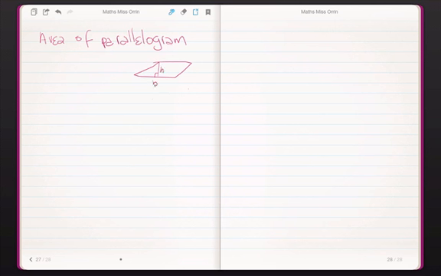So the base is always along the bottom, that's fairly self-explanatory, but the height needs to be straight up and down. It can't be one of these diagonal sides. It has to be one of the straight up and down ones. So we're going to say that the area equals height times base, or base times height, whatever you like, okay? So we're going to figure out what that is.